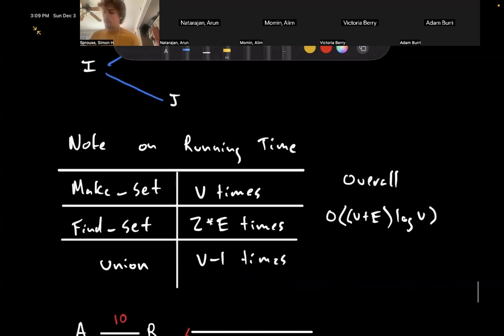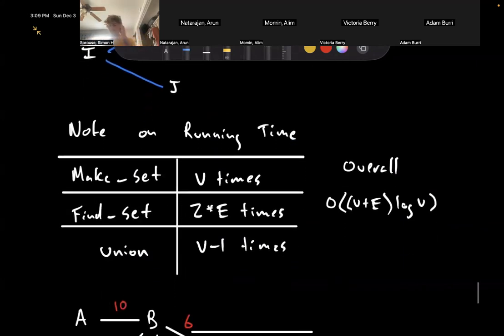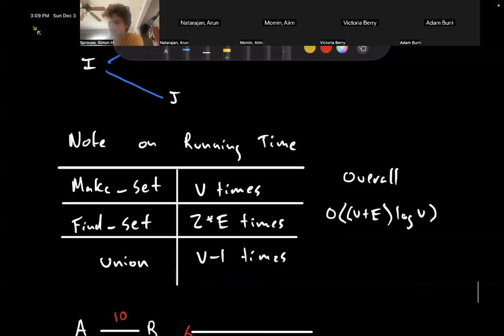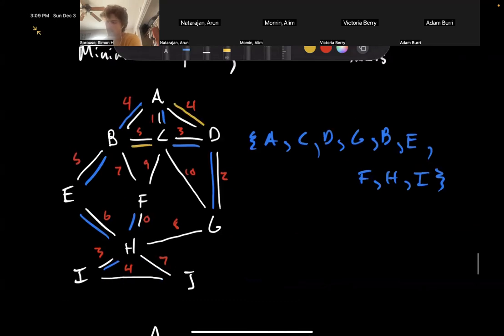And a note on the running time. So given this algorithm, we're going to have to call this operation called make set V times. So make set was like when we had 2 disjoint sets, and we just made them, right? We say like, oh, we've got this node A, put it in a disjoint set, make the set. So that's going to happen V times because there are V vertices.